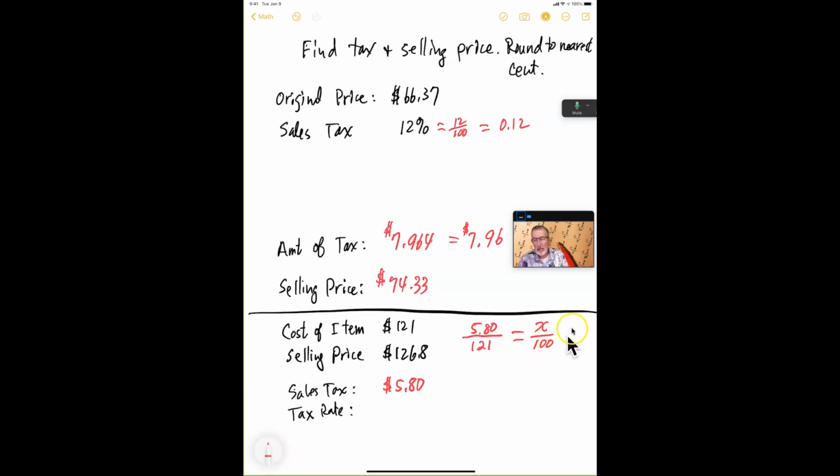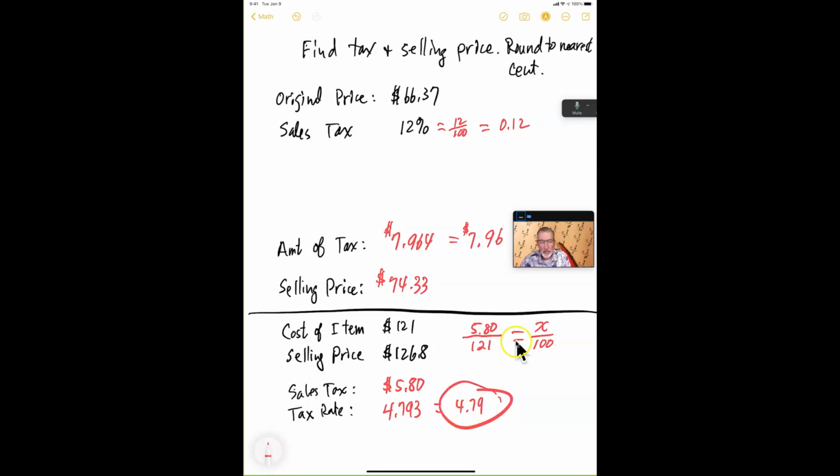So we're going to figure out the percentage. I think the best way to calculate this is to cross multiply 5.80 times 100. That gives you 580. And then divide 580 by 121. And that should give you a number that seems okay as a tax. I get 4.793. And if we were rounding to just 2 decimal places, that would be 4.79. So that would be our tax rate.